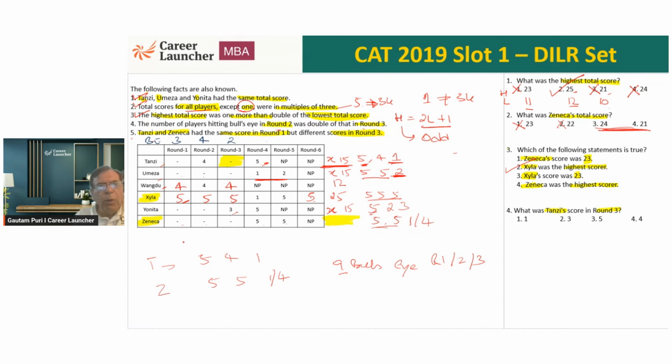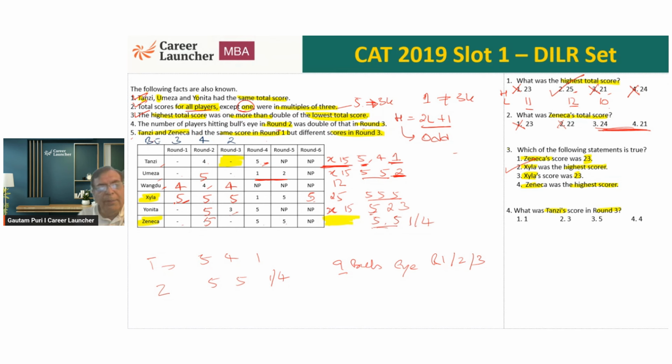Now, round 2, you need 4 bullseye. What does that mean? Look at this. Round 1, out of the 6 people, Tanzi has a 4 and Wangur has a 4. That means all the remaining 4 people should have a bullseye in round 2. That means Umeza should get a bullseye in round 2, Yonita should get a bullseye in round 2, Zeneca too, because I need a total of 4 bullseye in round 2. And Tanzi and Wangur don't have a bullseye in round 2. That means the remaining 4 people should have it. So, this is done. Okay?